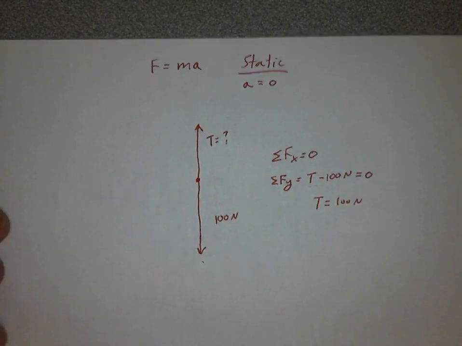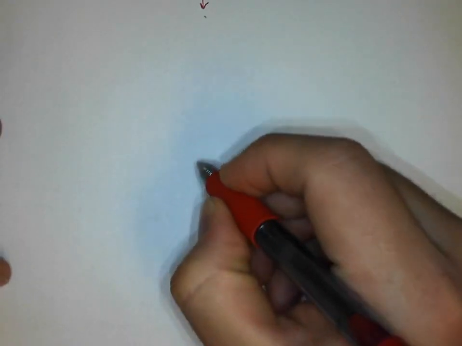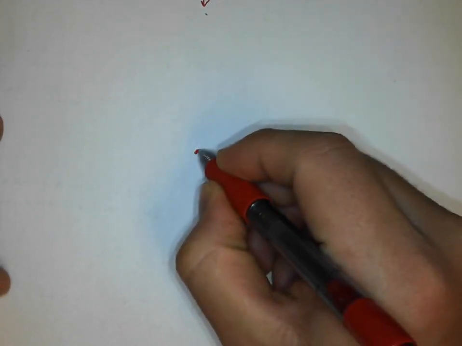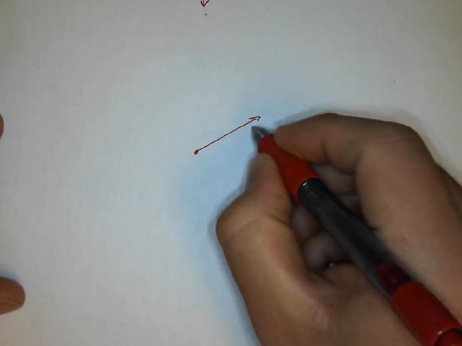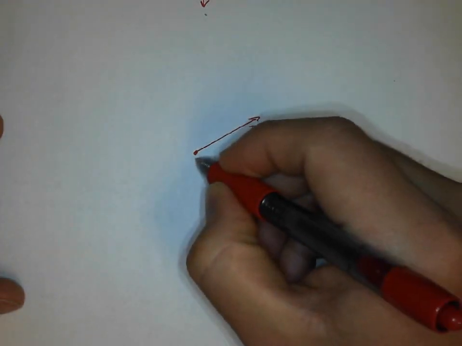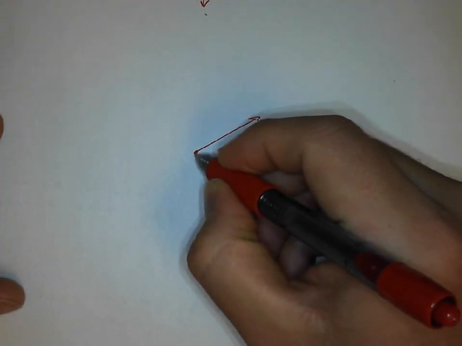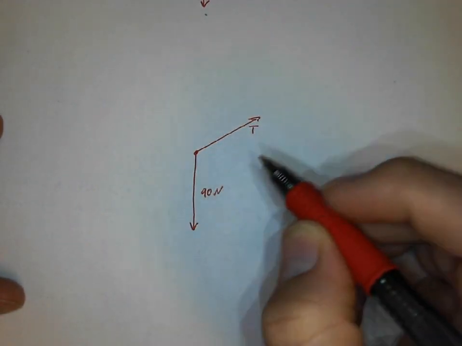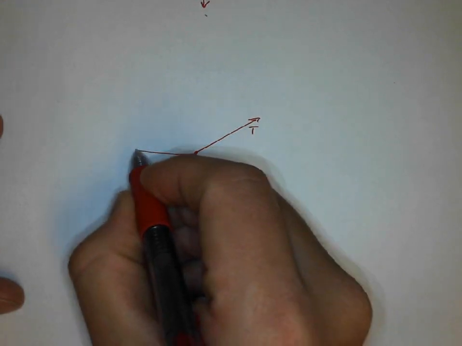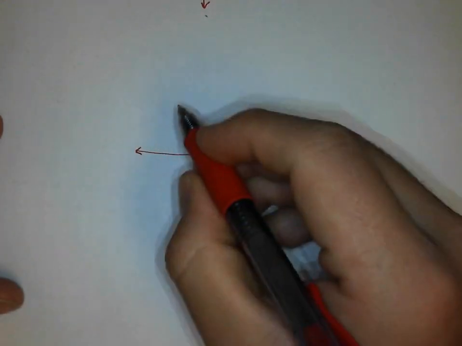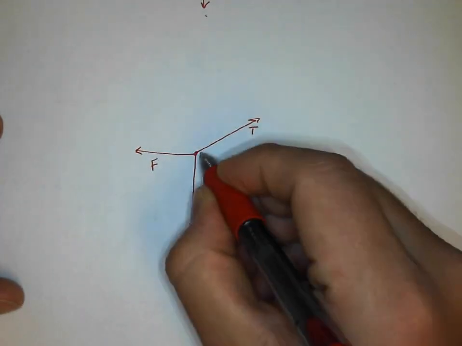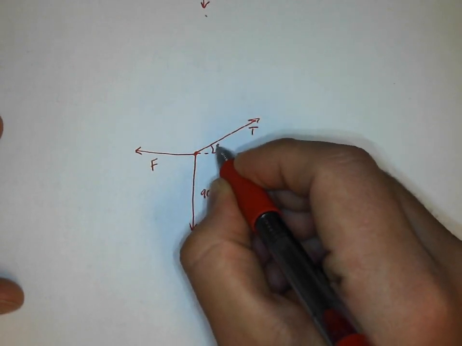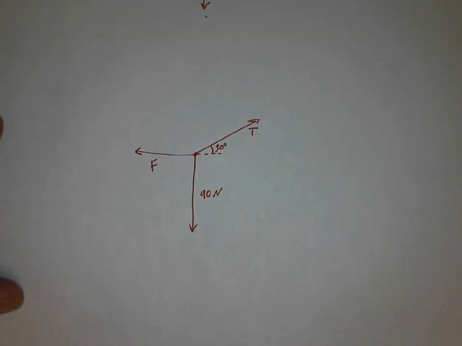Let's do a couple other examples. Let's say I've got something where I've got a force at an angle here, say it's T. Then I've got a force going down, let's say this is 90 newtons. And then I've got this one coming out directly to the left. We'll say it's F. We have, say, a 30-degree angle.